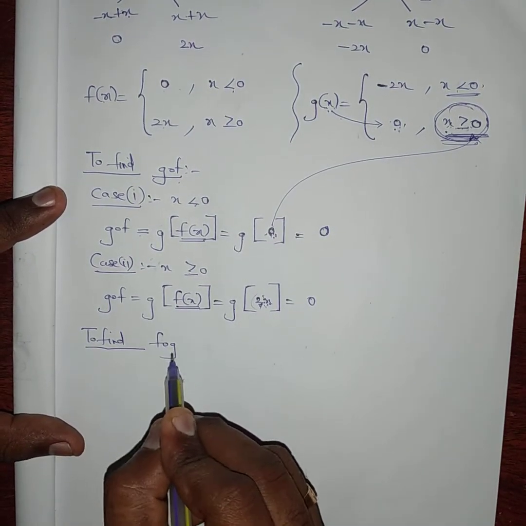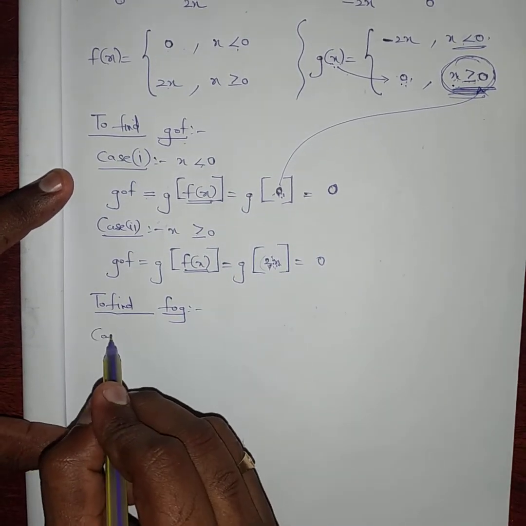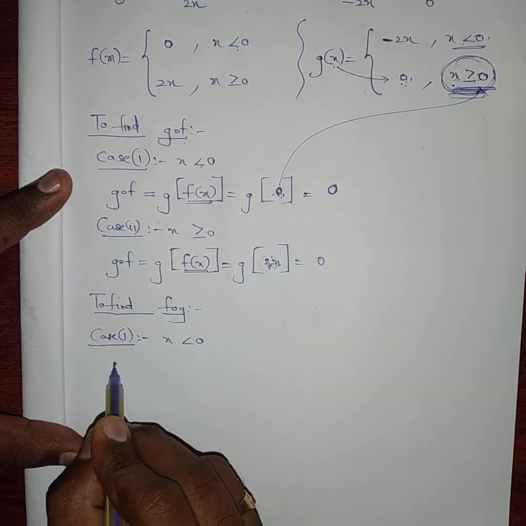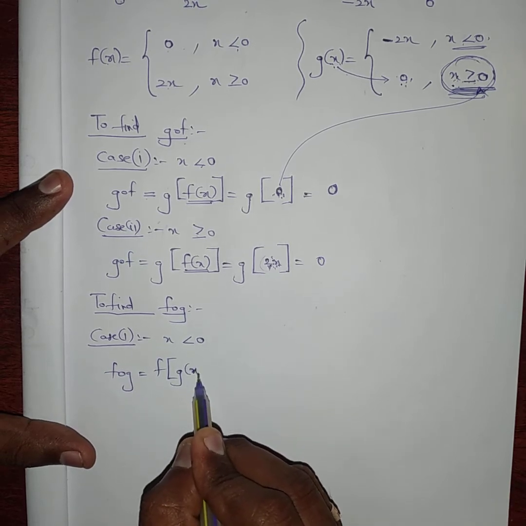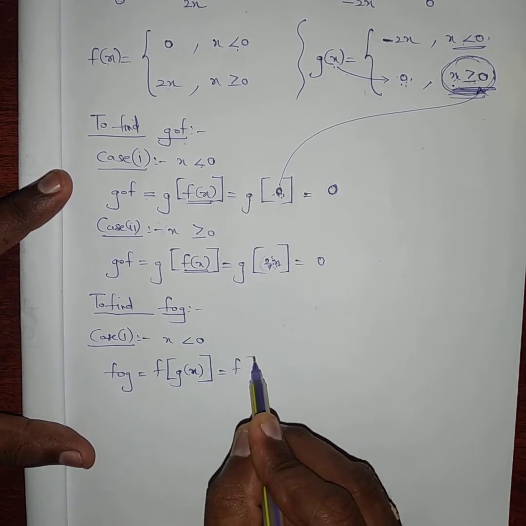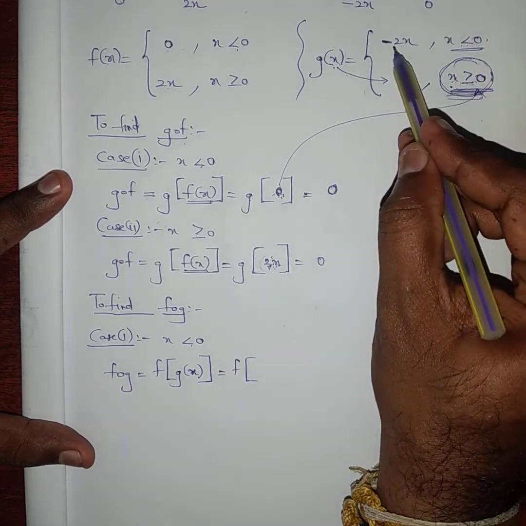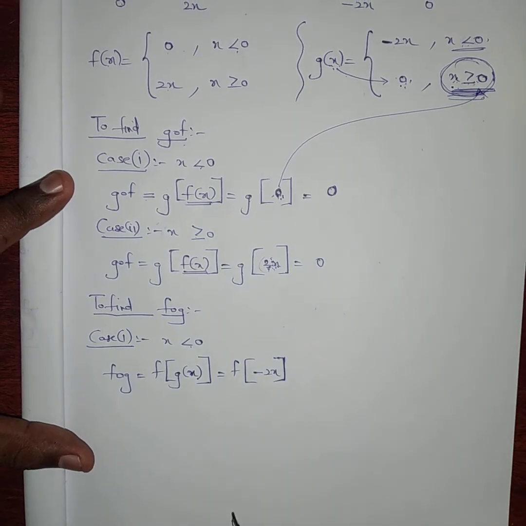Next, to find f composite g, there are two cases. Case 1: when x is less than 0, f composite g we can write as f of g of x. When x is less than 0, what is g of x? It is minus 2x. This is a very important line you need to learn.